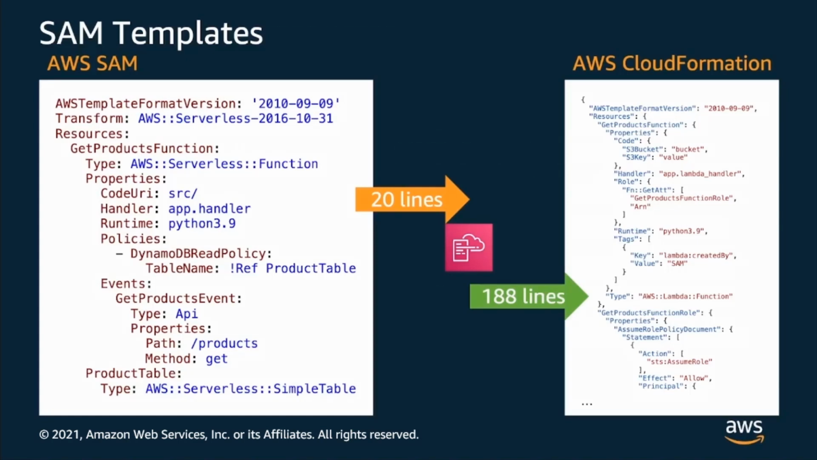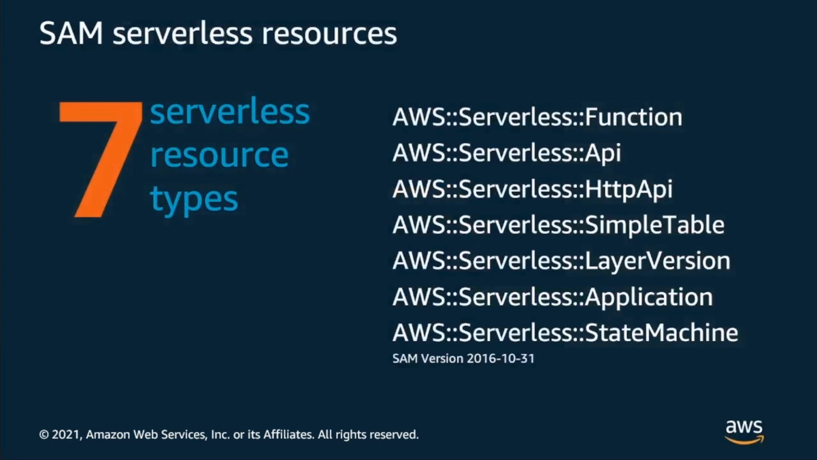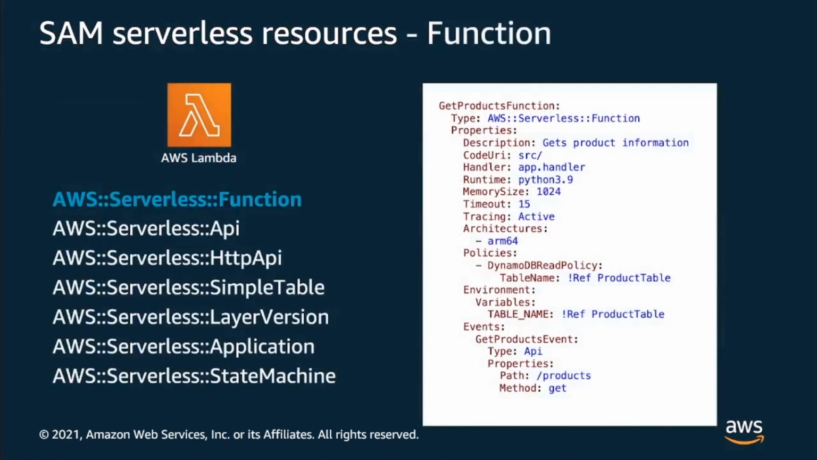All right, so with SAM, there are 7 serverless resource types. So these are special resources, like I said, that expand to normal CloudFormation resources. And we're going to walk through them. So the first one we have is the serverless function, right? And so this is an AWS Lambda function.